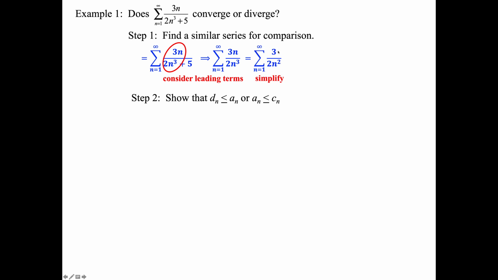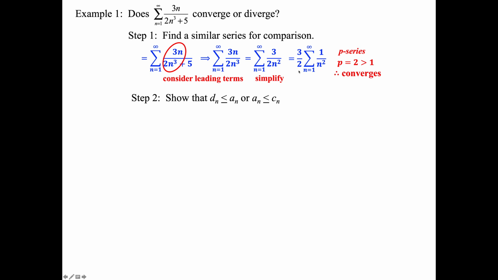So this is what we would call our B sub n. The original is A sub n. This is our B sub n. So we look at this and say, hey, this looks familiar to me. It has an n squared on the bottom. So if I can put a 1 up on the top, so factor out the 3 halves, 1 over n squared, this is a p-series. And p is equal to 2, and that's greater than 1, so this converges.